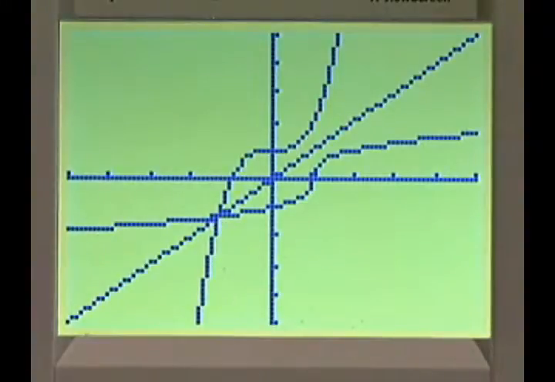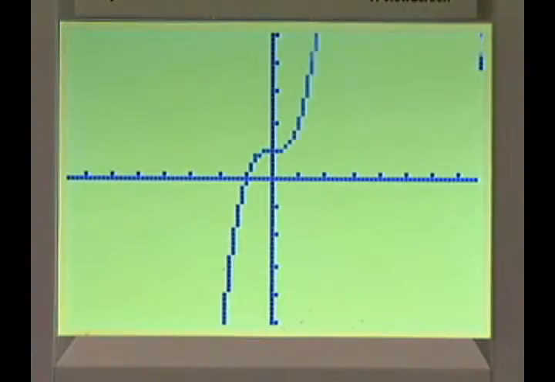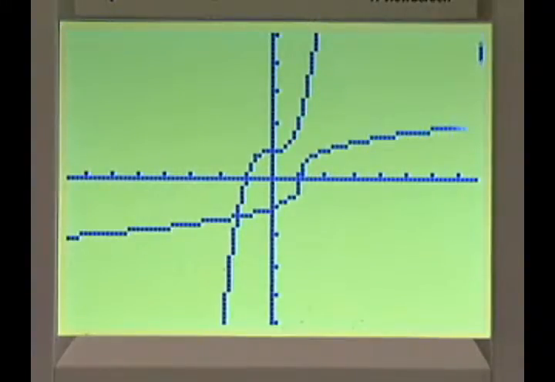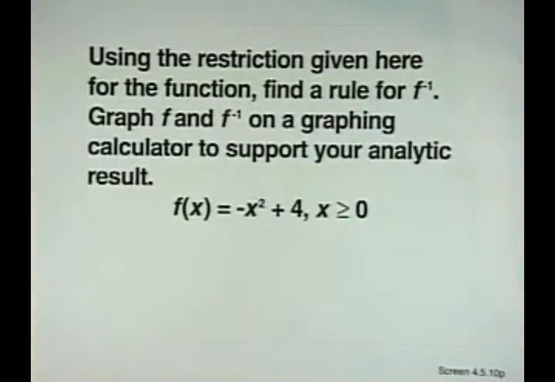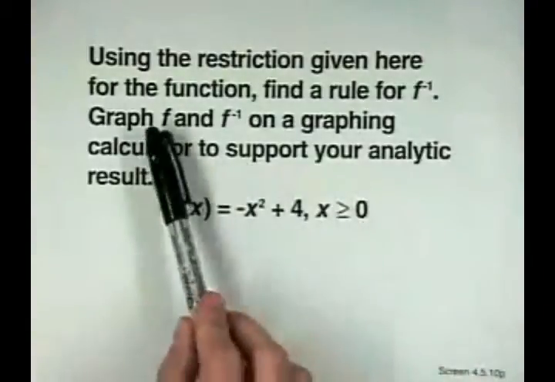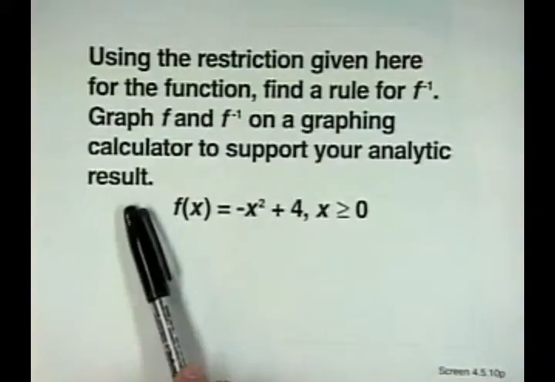If you ever graph inverses and functions and think the graph is distorted, remember that your calculator has a zoom square option that will square the screen for you, and it might make your function and inverse look better. I want to use that particular piece of information to do this example. We're given a function with a restriction attached. We want to find a rule for the inverse of the function and then graph the function and its inverse on a graphing calculator to support our result.